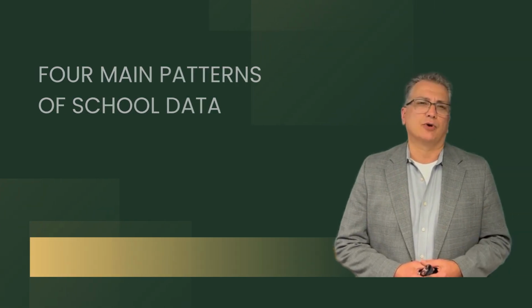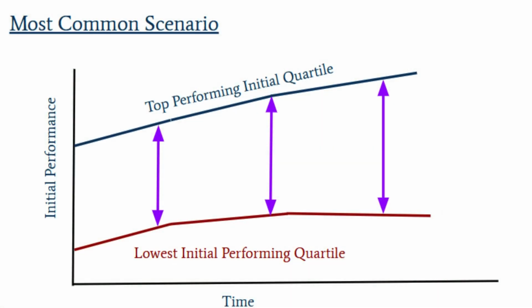Let's talk about 4 examples. Most commonly, the top performing students, that purple line or blue line, are increasing in learning over time, and bottom performing students aren't. That means that the purple line or the blue line is growing at a rate that is faster than the maroon line, and gaps are increasing.